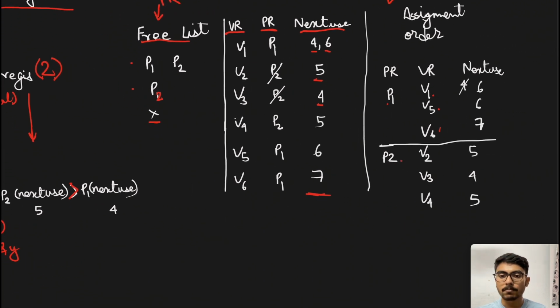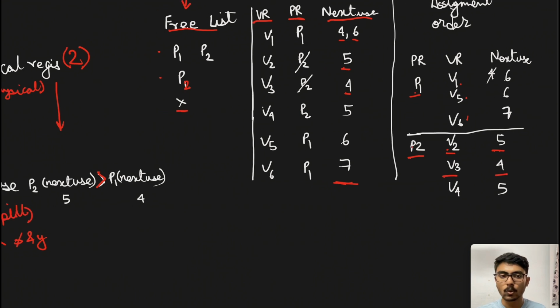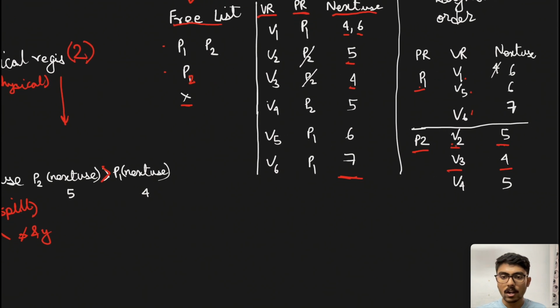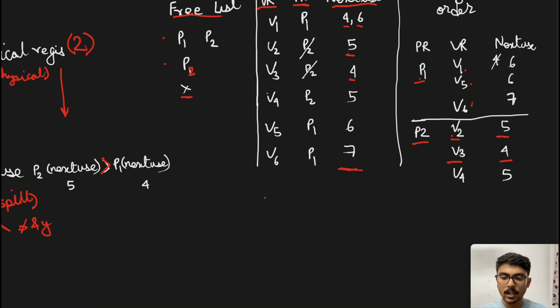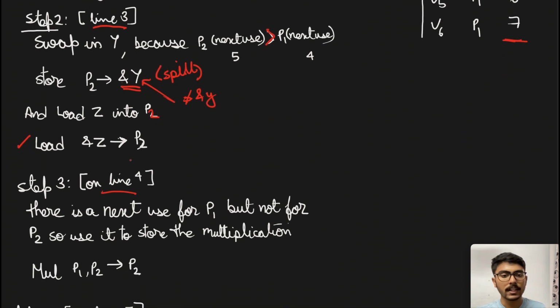And in the assignment order, we will first have V2 in P2, as we had V1 for P1 with the next uses 4 and 6. Similarly, in P2 we have V2, and once we are done with that, we will store V3 and its next use, which is 4. Perfect. Now we are done with this. Now we have to move to the next line of code. In line number 4, there is a next use of P1 but not for P2, so we use it to store the multiplication.